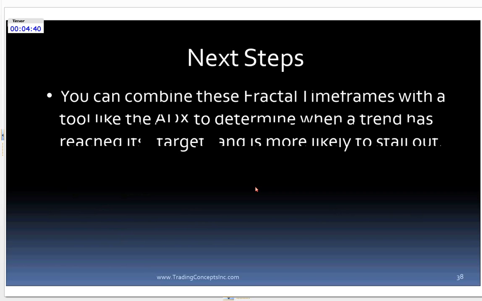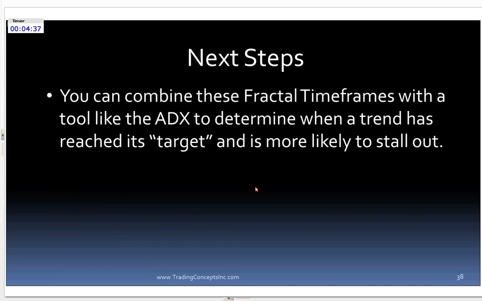So the next step that I want to see you guys do is combine these fractal time frames with a tool such as the ADX, the old Welles Wilder tool, to determine when a trend has reached its target. For example, if I'm watching the ADX 13, like Alexander Elder, I know that when a trend on the daily chart gets up to maybe the 40s, that thing is toast. It's not going to go much further. The probabilities really disfavor any further movement on something like that. And it's just because I've watched trends before, right? So you can combine this with a tool.